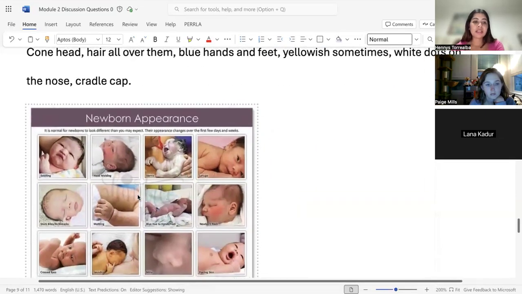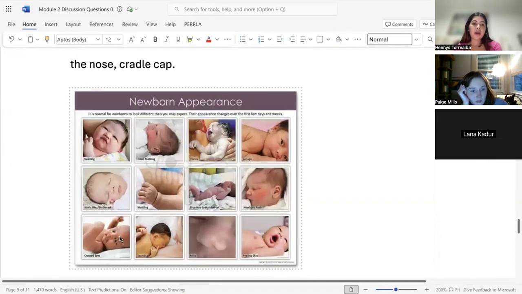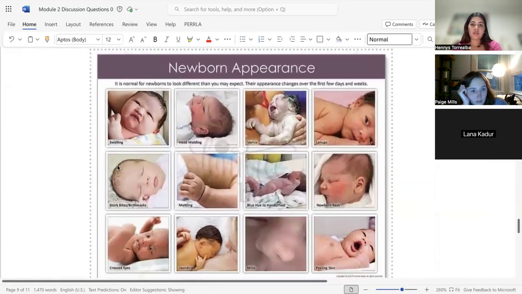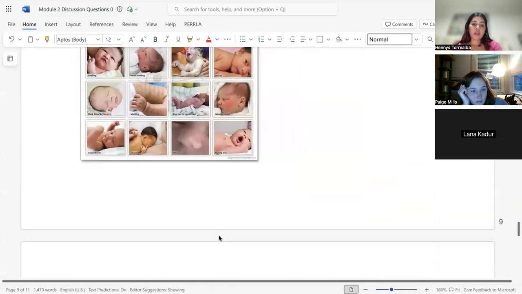So they have swelling, they have the cone head, they're very hairy, they can have rashes on their faces, they can have milia, which is like white dots on their nose, and they can have blue hands and feet. Sometimes they're yellowish. So I added this chart so you guys can see all of the ones that they could have.